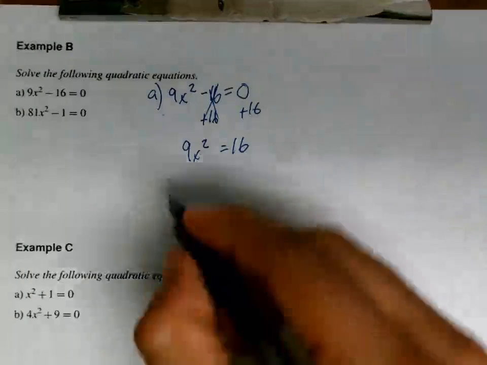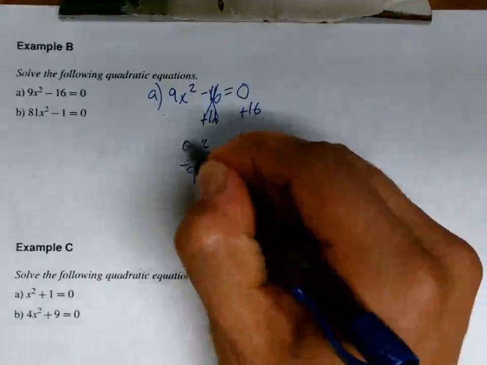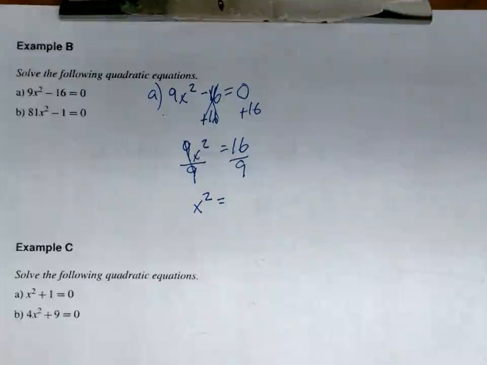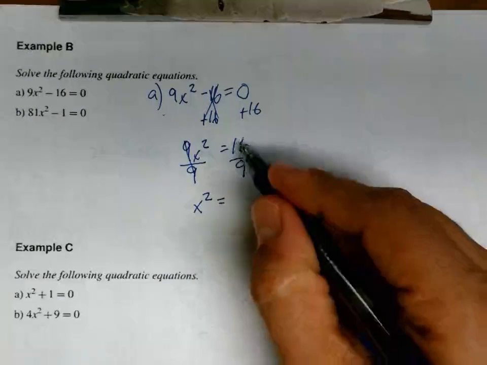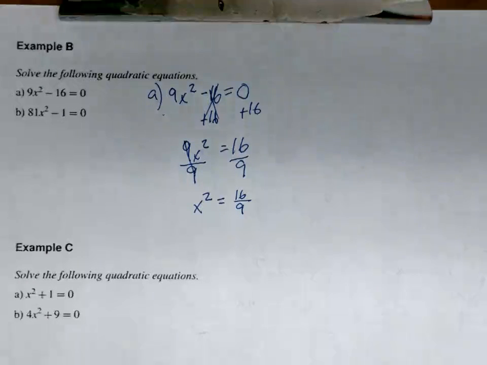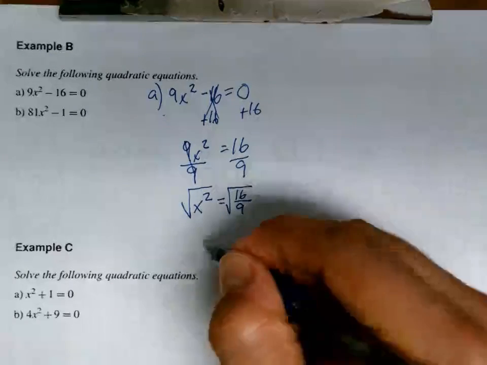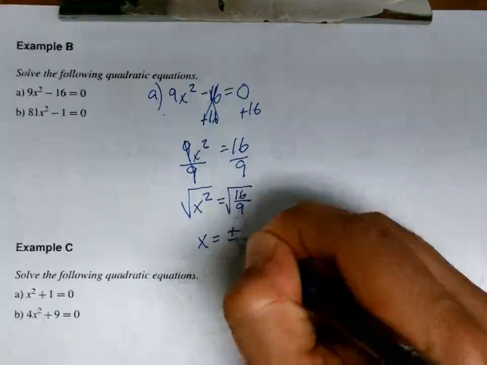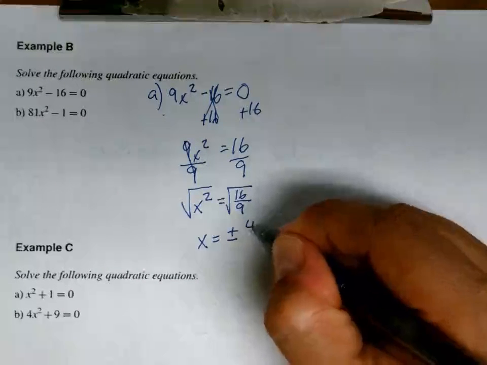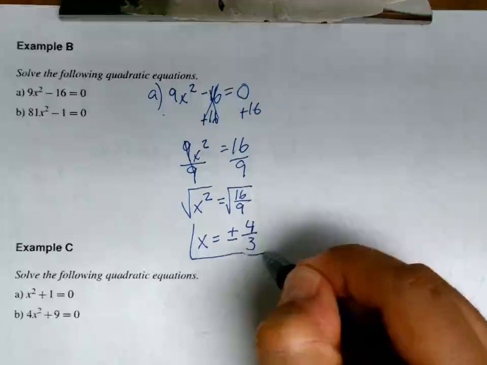The next step is to do the opposite of multiply by 9, which is divide by 9. So the 9's cancel out, and now finally I have x squared all by itself, equal to 16 over 9. You can turn that into a decimal if you want, but I'm just going to write it as a fraction because both of those are perfect squares. So when I square root that number, it's just going to be the square root of 16 divided by the square root of 9, which is 4 divided by 3. So a positive 4/3 and a negative 4/3 are our answer.